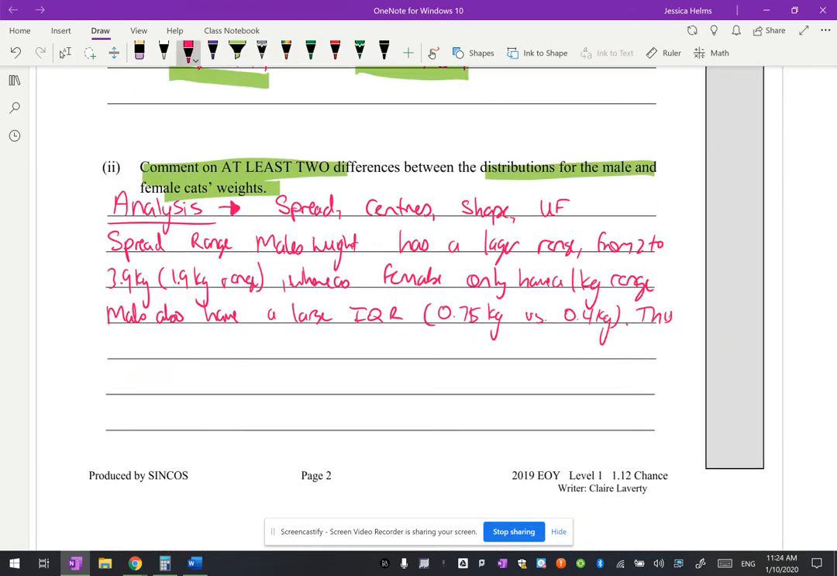This means males' weight is more spread out. Okay, so that's talking about our spread.